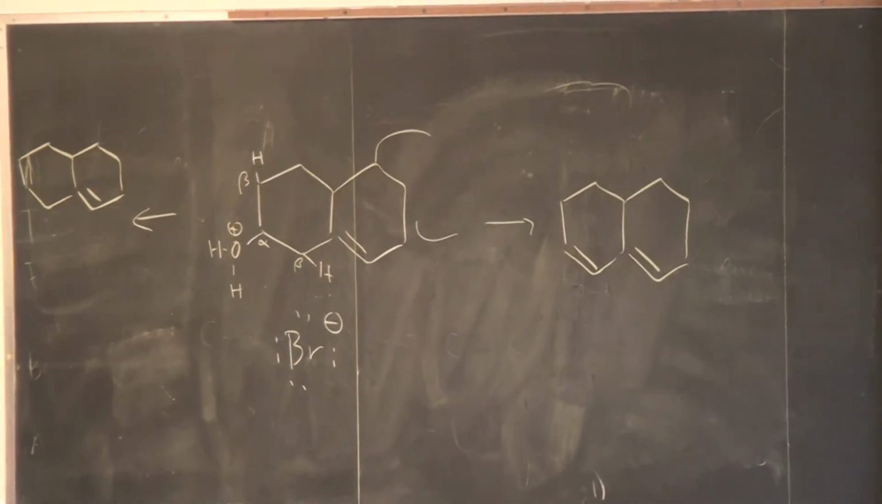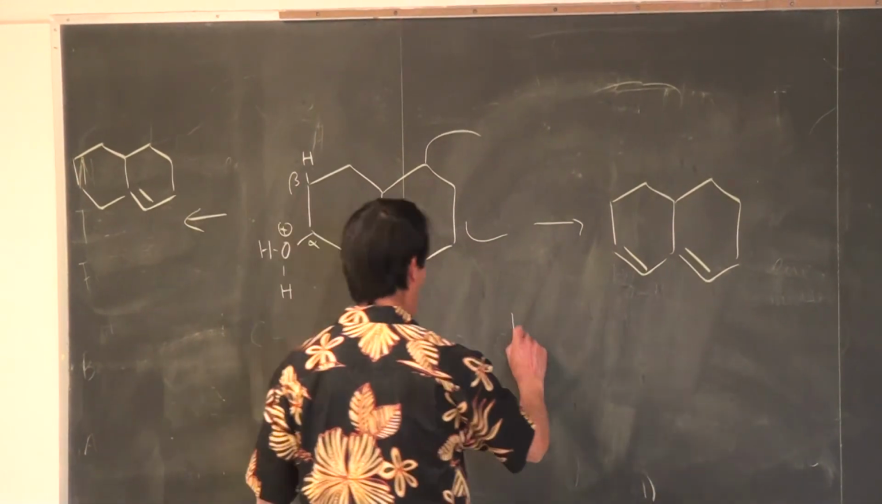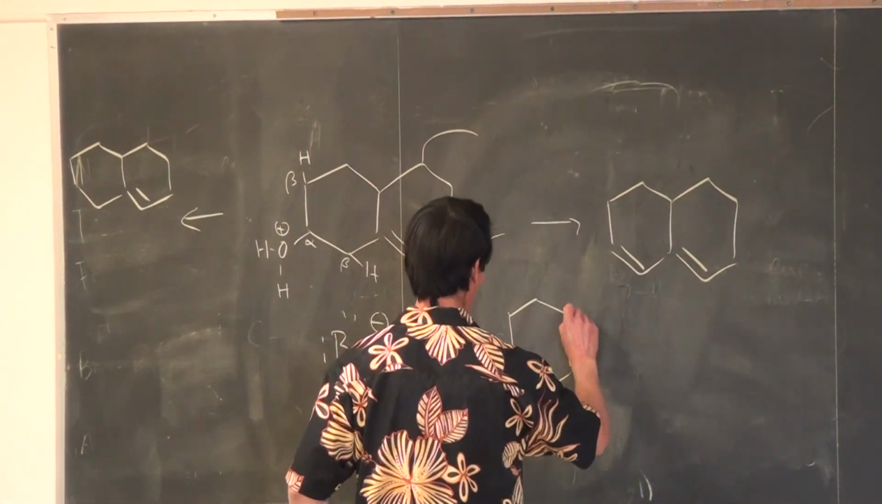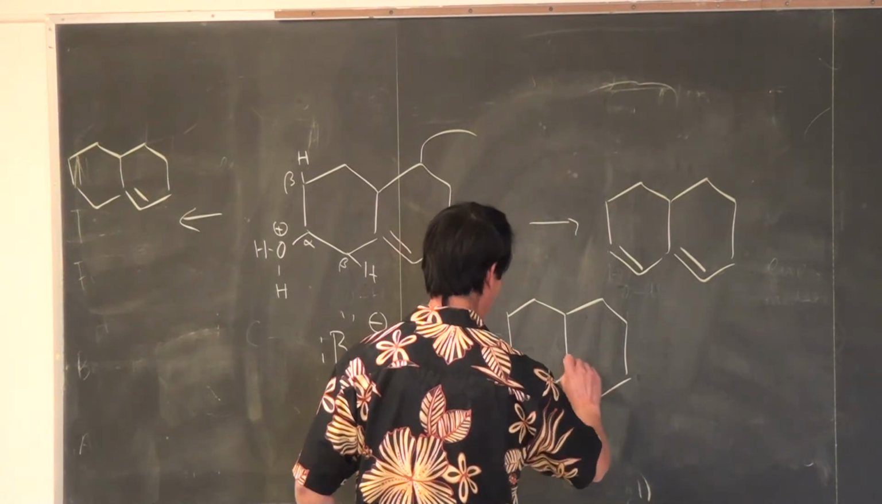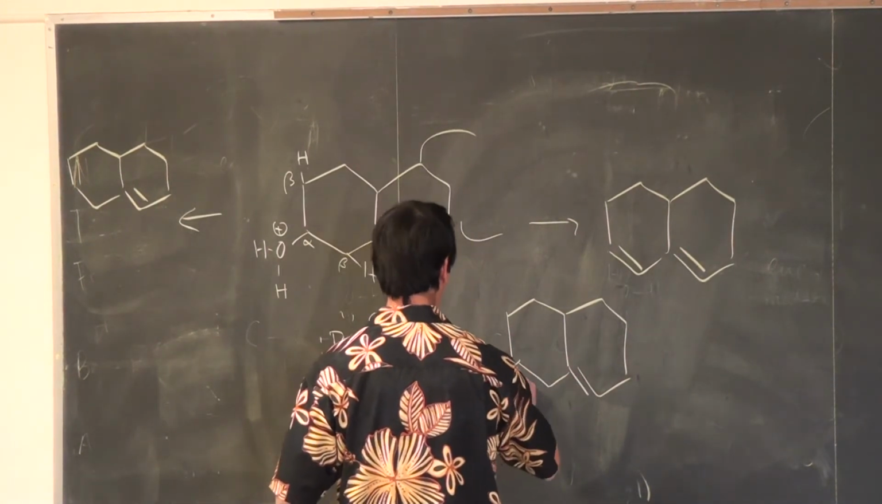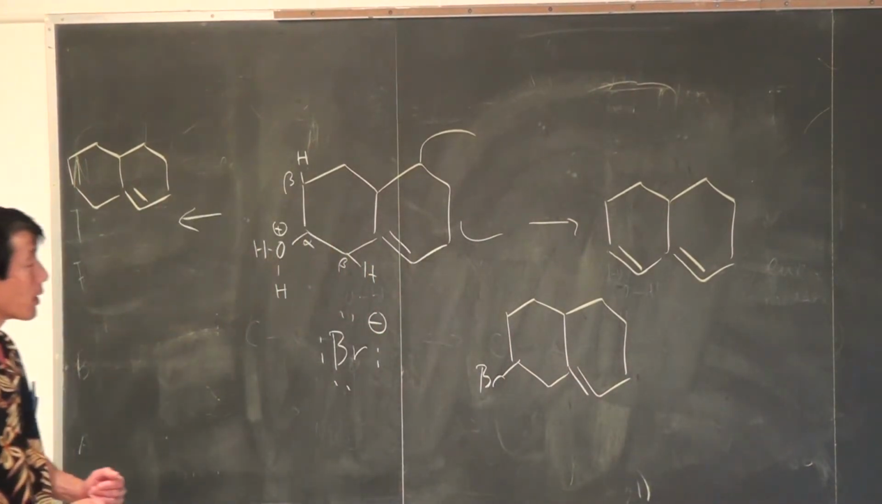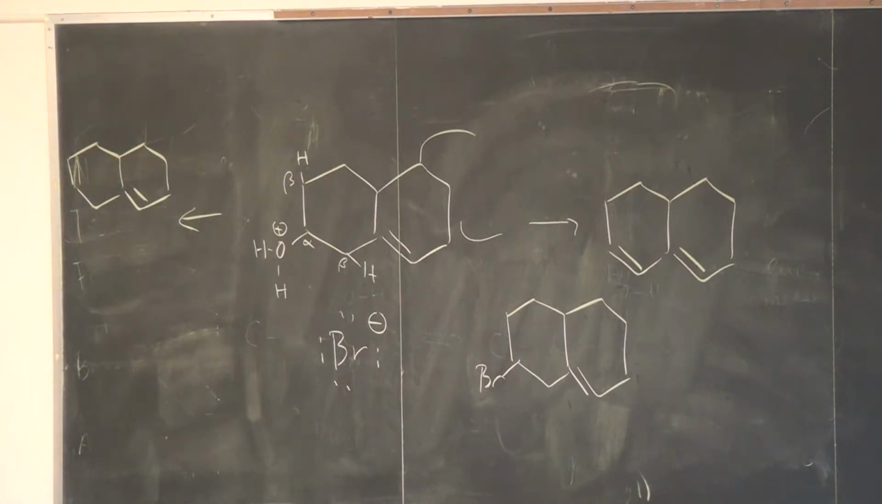Now, you can also get the substitution product. So if you get the substitution product, okay, so there's this one. Which of these three do you think is most likely to form? The one on the bottom, the Br substitution. So you're saying the substitution product is most likely? Yeah. Why is the substitution product most likely? Smaller base.